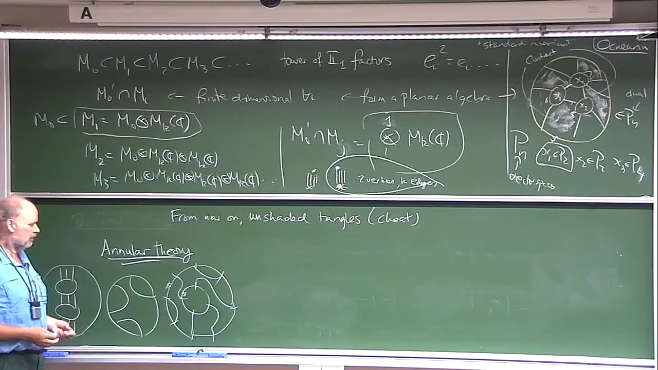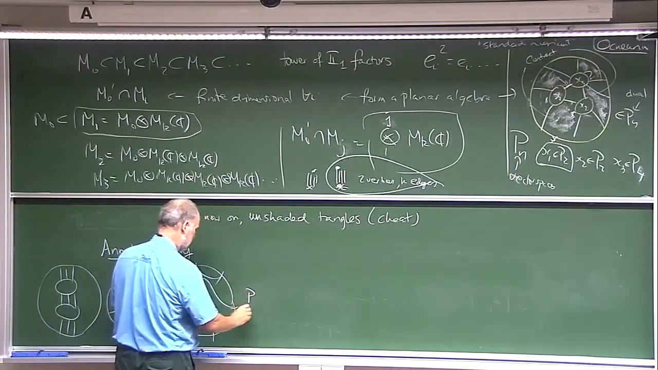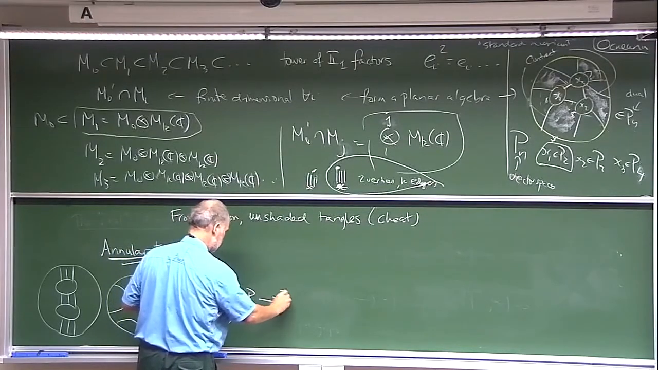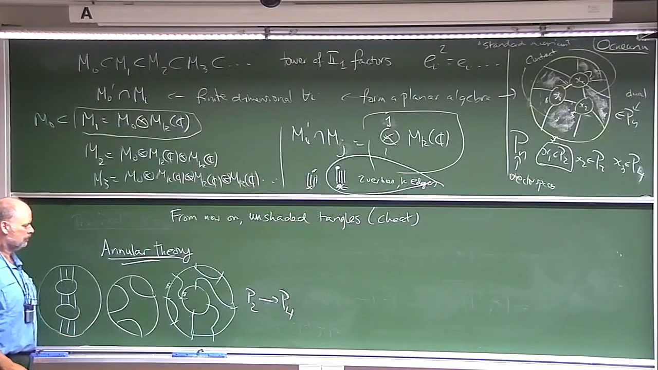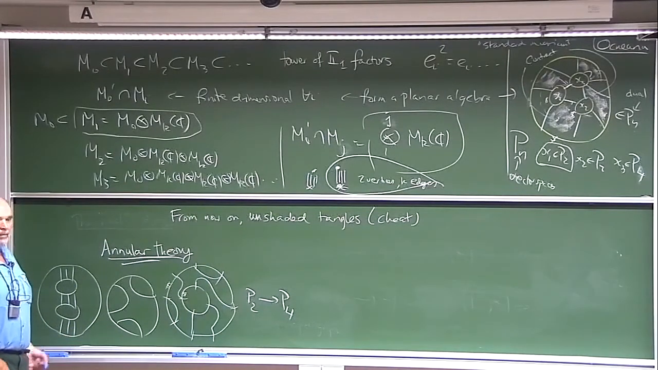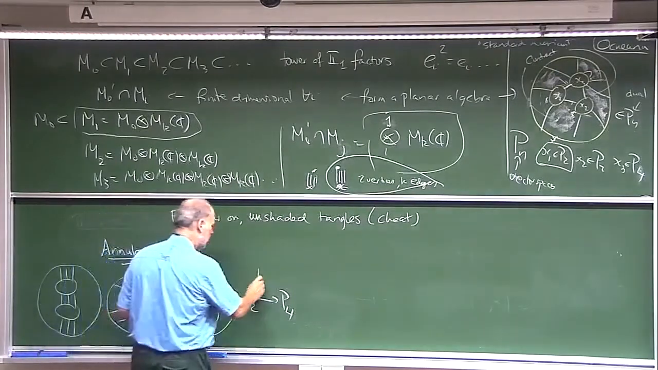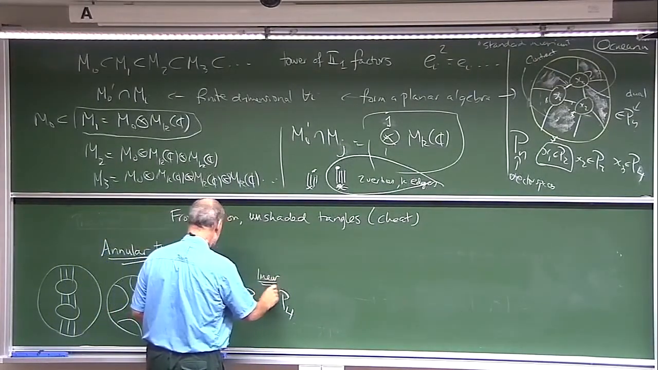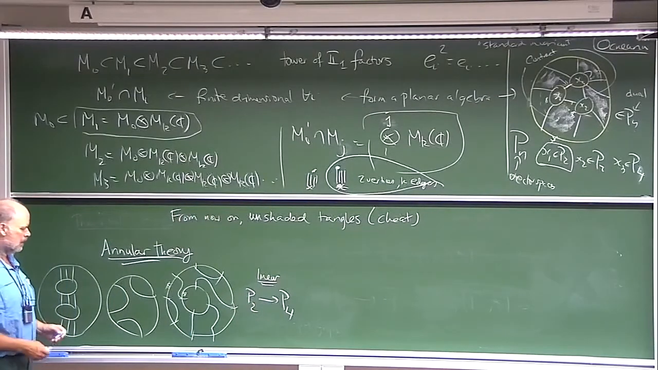And on a planar algebra, this would give me an operation going from P2 to P4. By the axioms of planar algebra, I've drawn here a planar tangle, so therefore I have a linear map from P2 to P4. Okay.